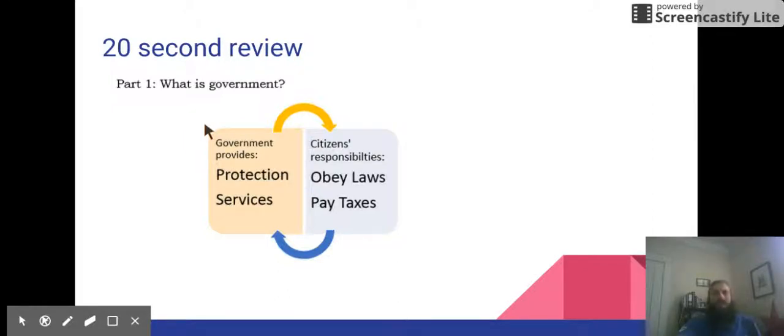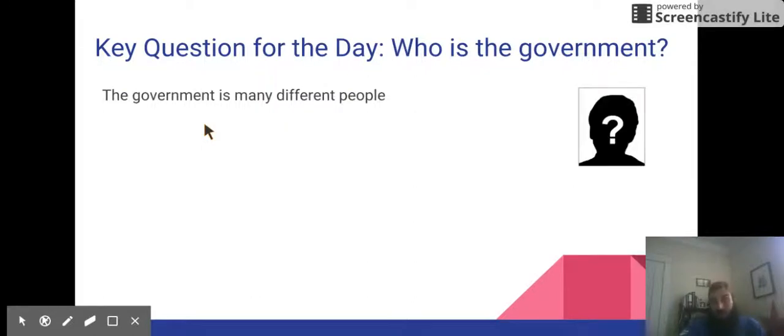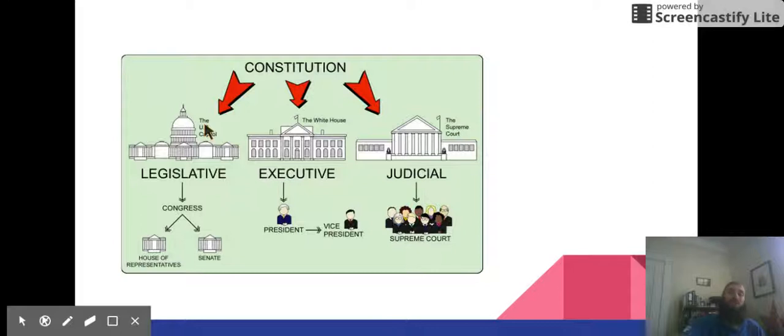All right, so that's what government is. Now we need to move on to who is the government. Who are these people that are responsible for protecting us, who are making laws and spending our tax money? Well, the government is many different people, and we're going to look to the U.S. Constitution to see the 3 different parts of government. We have 3 different parts that we call the 3 branches of government. That's the legislative branch, the executive branch, and the judicial branch.